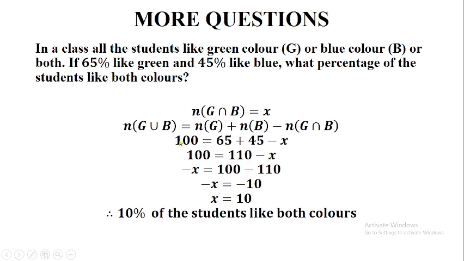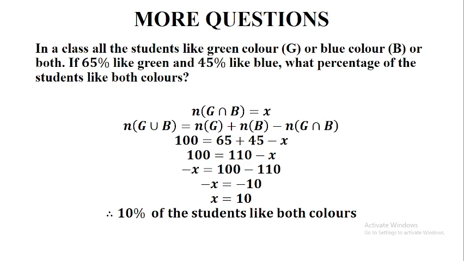So G union B is 100. The number of elements in green is 65. The number of elements in blue is 45, minus the intersection between them. Collect like terms: 65 plus 45 is 110 minus x. Take like terms as well. 110 comes here, you have minus x left equals 100 minus 110. That gives us minus 10. So take your minus, then x is 10. That means 10% of the students like both colors.